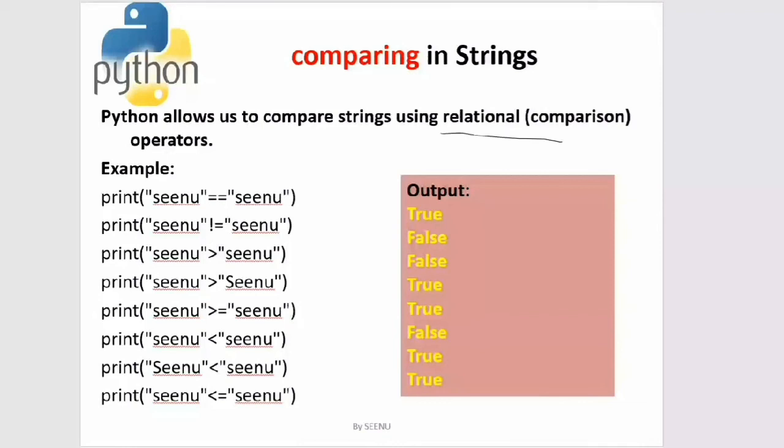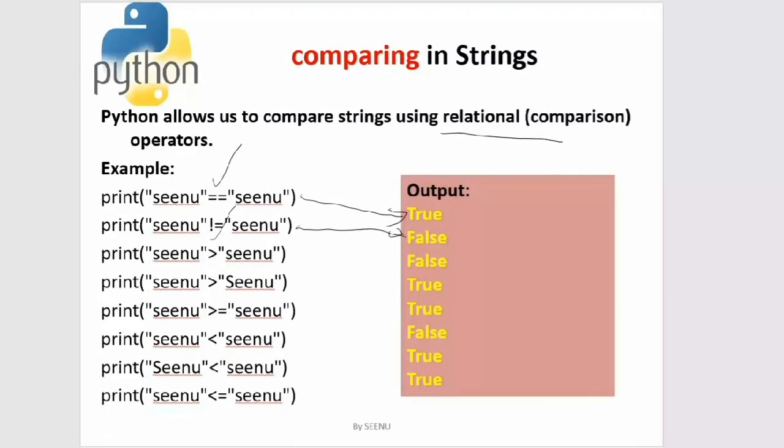So I'm saying equal to, not equal to, and the result of the relational operations, you know, is a Boolean value, either true or false. When I say seenu is equal to seenu, it is true because both the strings are equal. When I say seenu not equal to seenu, it's giving me a false, because they are equal. Seenu greater than seenu also gives a false because they are equal.